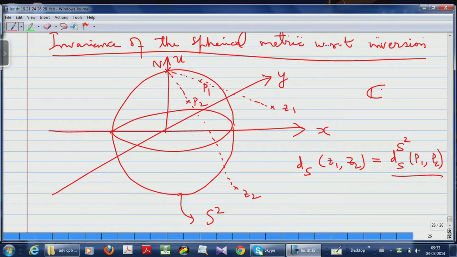Okay, and then what you do is that you have these two points on the circle, and they divide the circle into a smaller portion and a larger portion in general, and you take the length of the smaller arc. That is what this distance here is, and that is defined to be equal to the spherical distance between the points z1 and z2. This is the spherical distance.